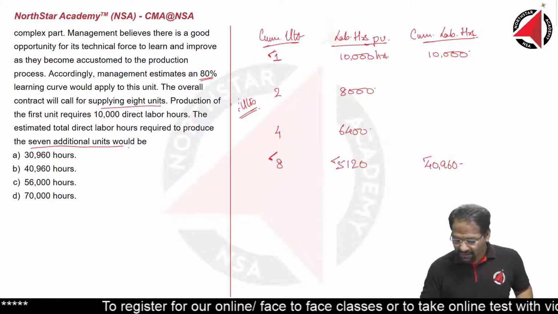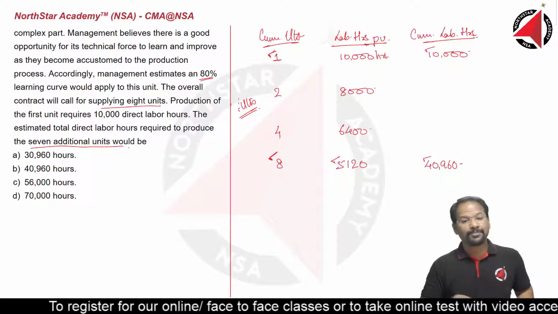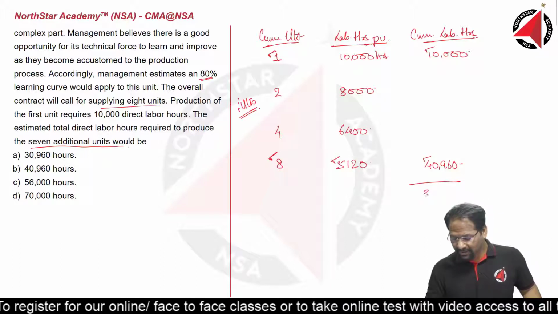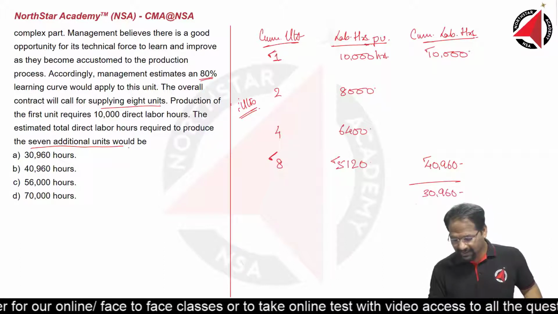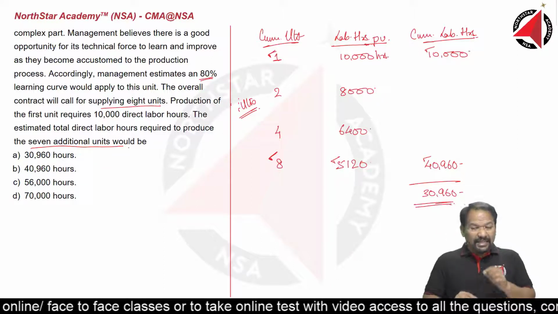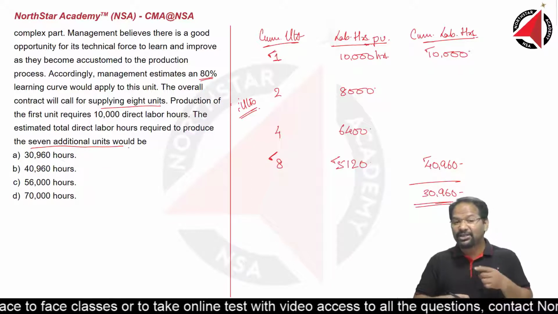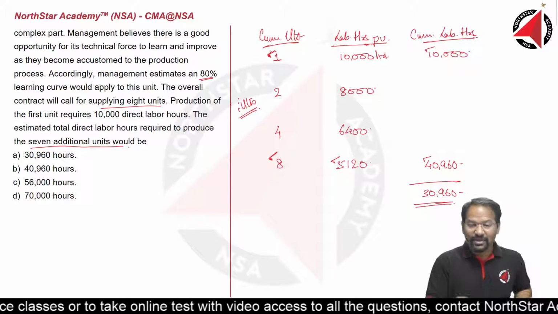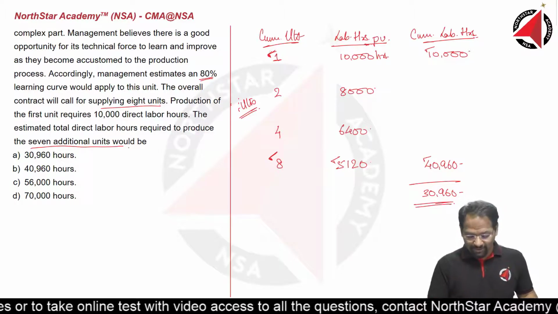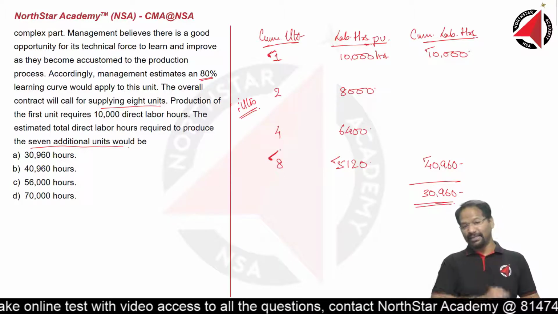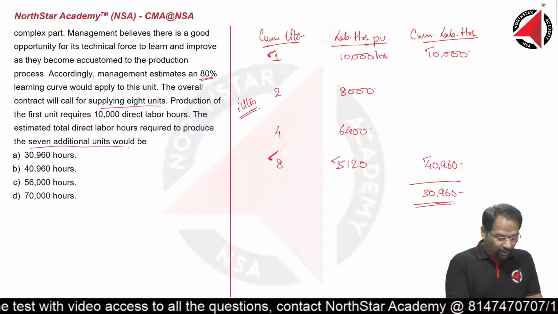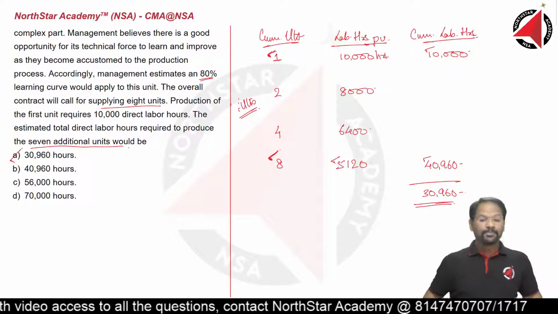Now the question is, how much is incremental additional hours for making 7 units? It will be 40,960 minus 10,000 hours, which will be 30,960 hours incremental for making how many additional units? From 1 to additional 7 more units. So 1 directly to 8 it will go. So the correct answer is option A, 30,960 hours.